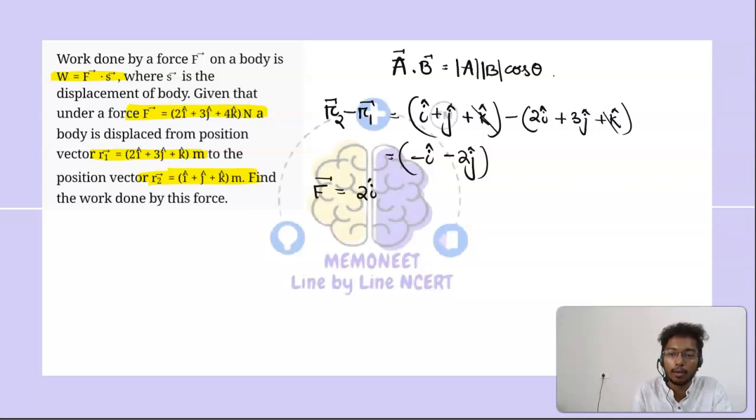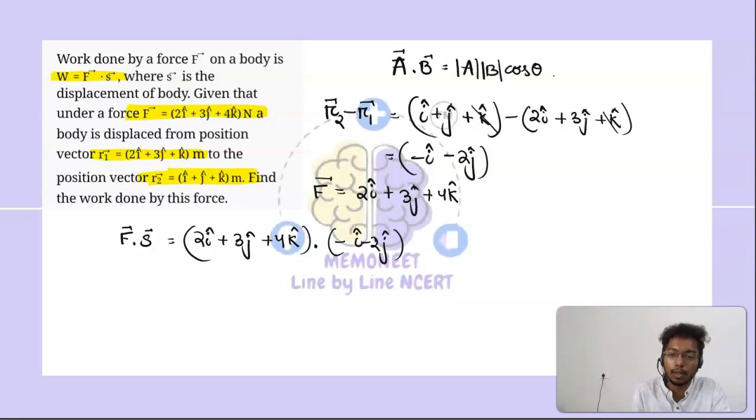And if we find the force, the force is given as 2 I cap plus 3 j cap plus 4 k cap, and the dot product F dot S will be the scalar one. That is 2 I cap plus 3 j cap plus 4 k cap dot with minus I cap minus 2 j cap. So this is equal to minus 2.